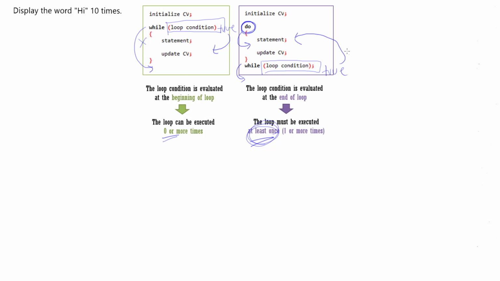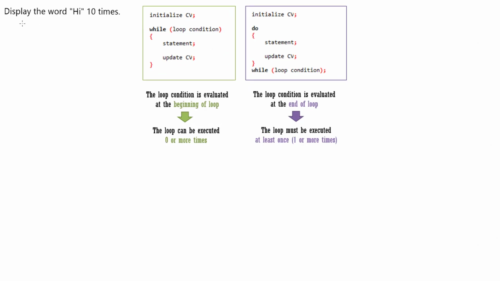If it's true, it will go back up. All right, so that's the difference between a while loop and a do while loop. Okay, so now let's take a look at this question right here. It says display the word hi 10 times.